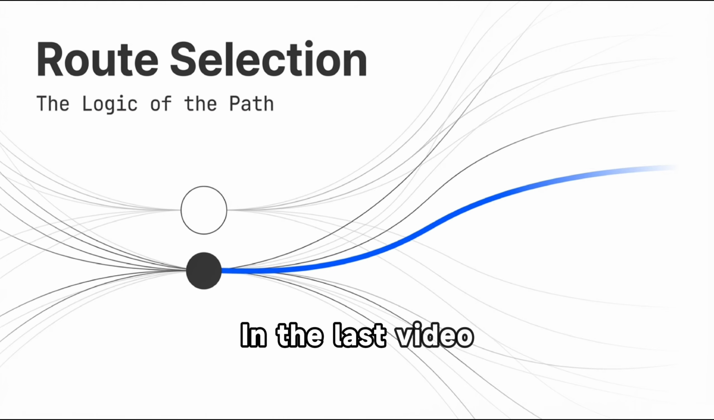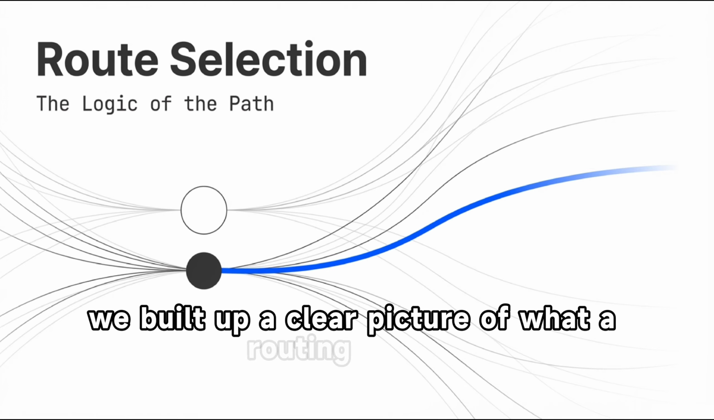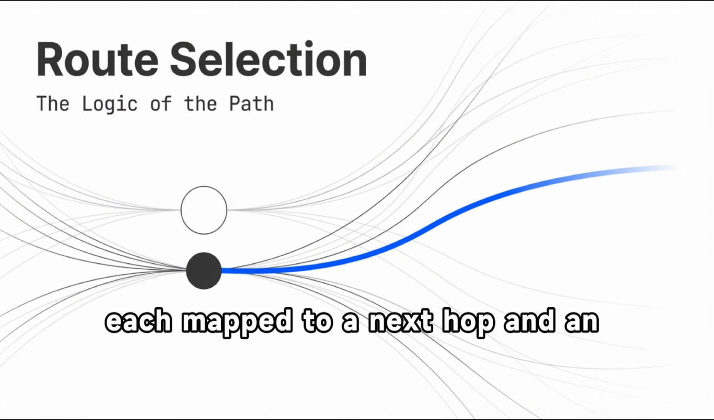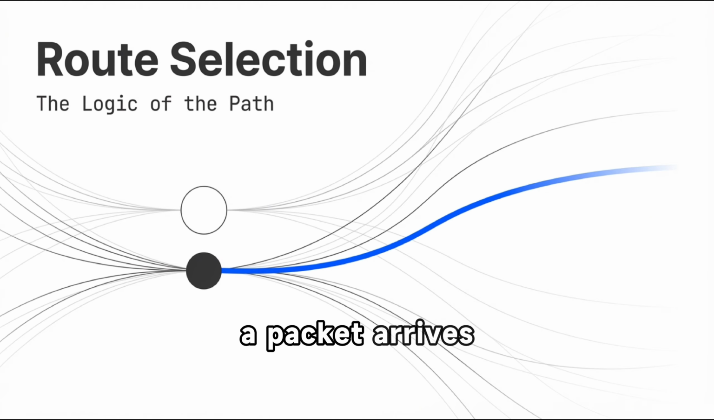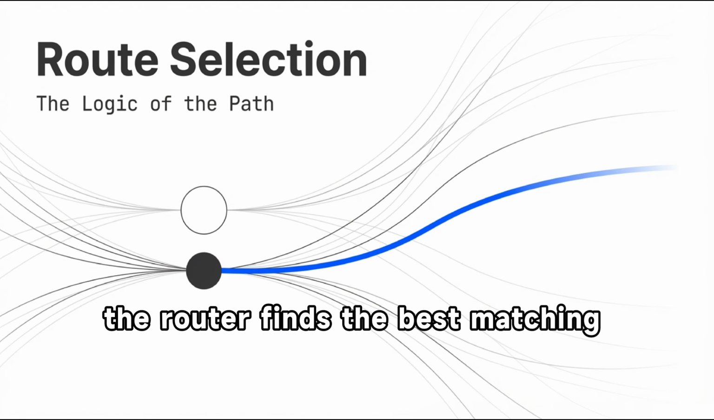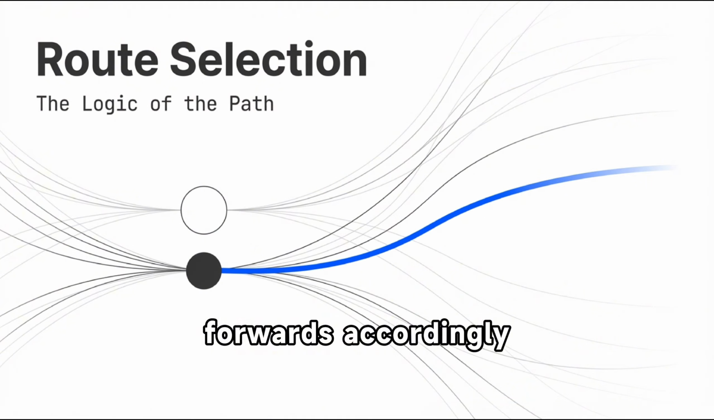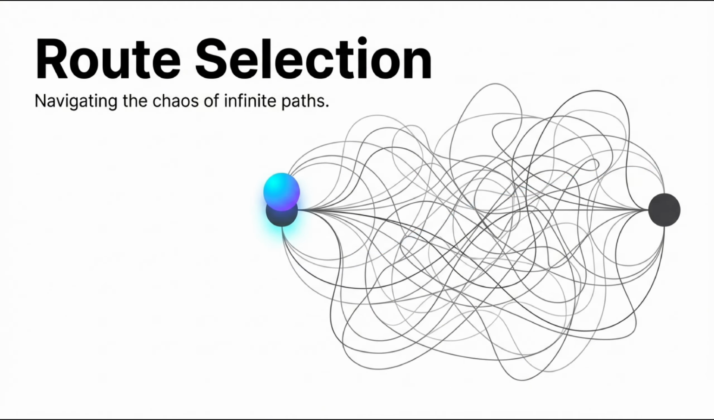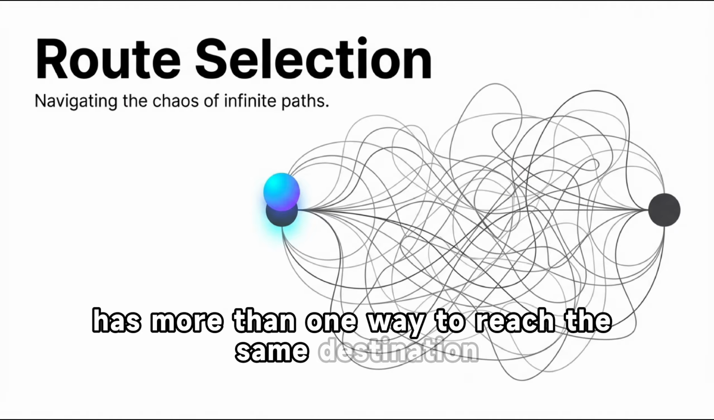In the last video, we built up a clear picture of what a routing table is, a structured list of network prefixes, each mapped to a next hop and an interface. A packet arrives. The router finds the best matching prefix, forwards accordingly. But we glossed over something. What happens when the routing table has more than one way to reach the same destination?